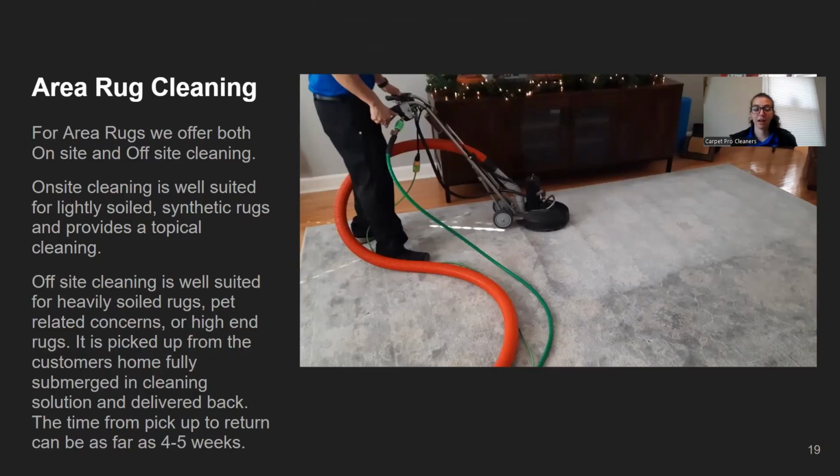The off-site, the turnaround time, let's see, what I've got here is it's picked up from the customer's home, fully submerged in cleaning solution. It can be treated repeatedly, and we can utilize different strategies that we can't on-site, and then we deliver it back to them. The time from pickup to return, our turnaround time is out 4 to 5 weeks. Sometimes we're able to get it out sooner. And we do have options for customers if they need it back sooner. For instance, we can do a rush fee to get them an area rug in 2 weeks.